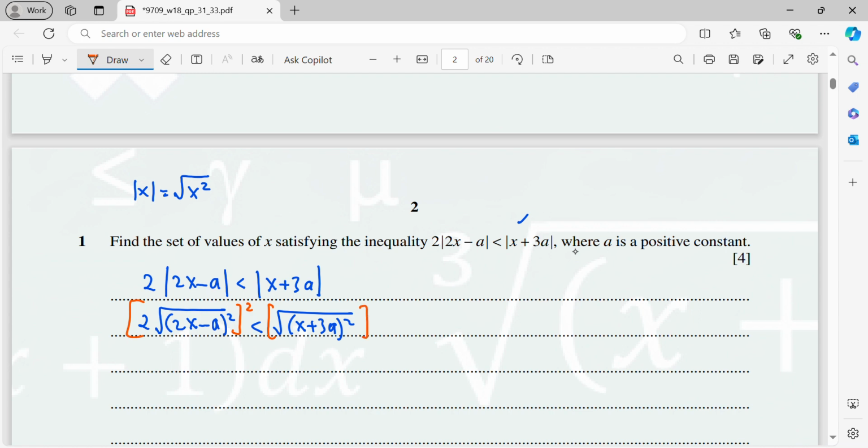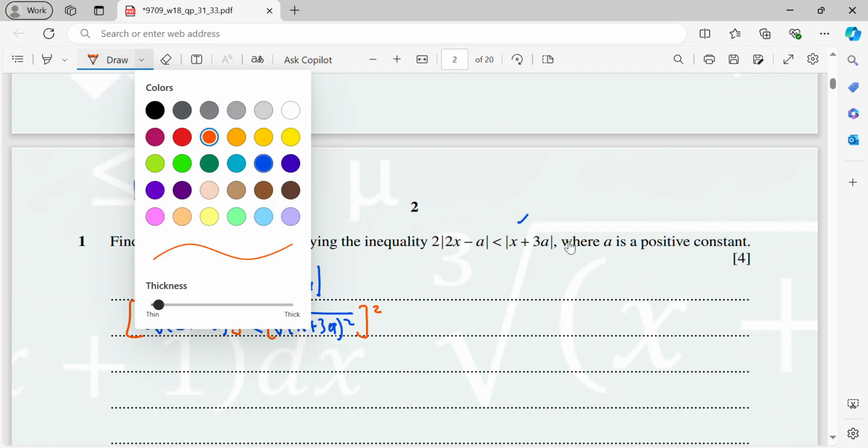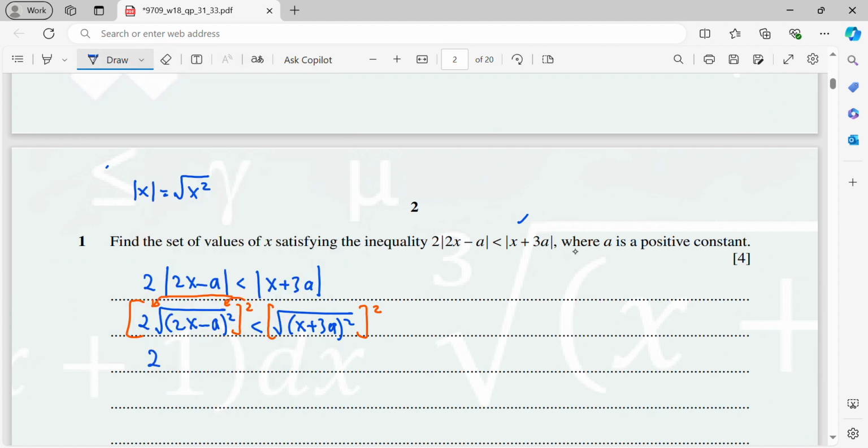When you square both sides, the power 2 on the left side will be moved into the two terms, so move into the brackets. That means it's going to be 2 squared. Then the squared and square root will be cancelled off. I will be getting (2x minus a) squared, then less than (x plus 3a) squared. So you will be getting 4.